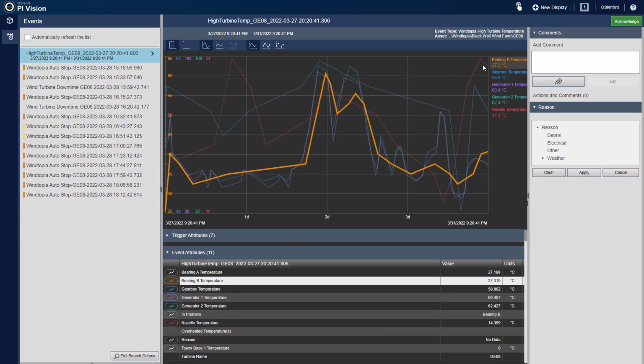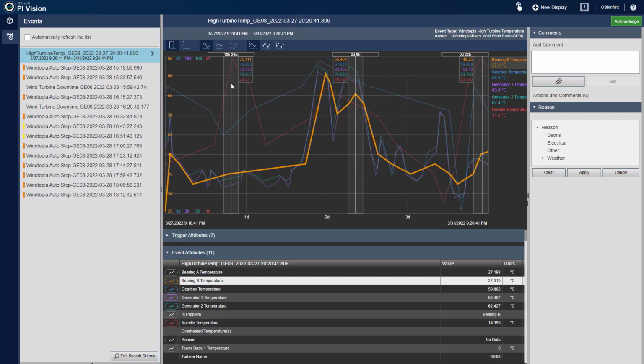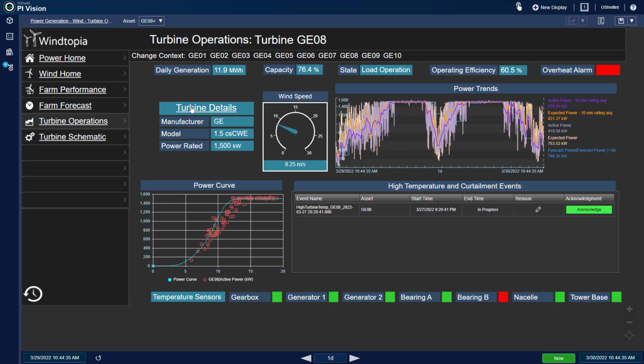The process engineer has seen the alert and looked into the event. To understand what has happened, they have created a trend of turbine parameters from 10 minutes before the event to the current time. The trend shows the bearing B temperature climbing, while most other temperatures fall. To prove that bearing B is at fault, they open the turbine details view.